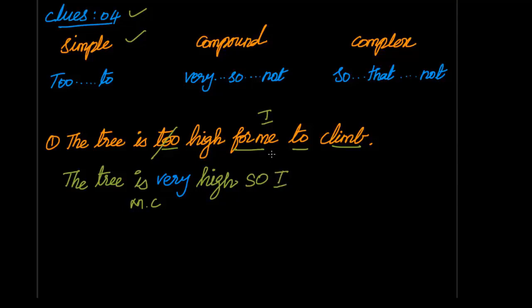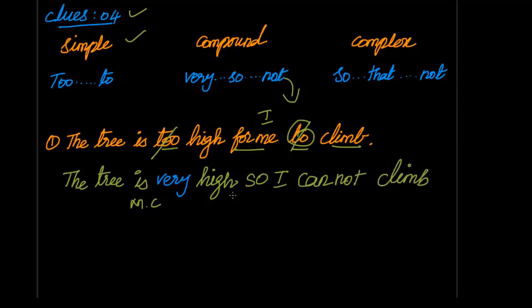And next, what can we do? To climb. So instead of "to", we put "not" here. But because of the highest tree, I can't climb the tree. That is why we put one extra word, "can", because it is impossible to climb. It indicates the same meaning, can, can't. So we put can and add not here. I cannot climb.